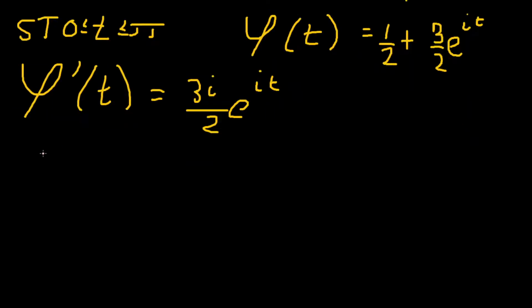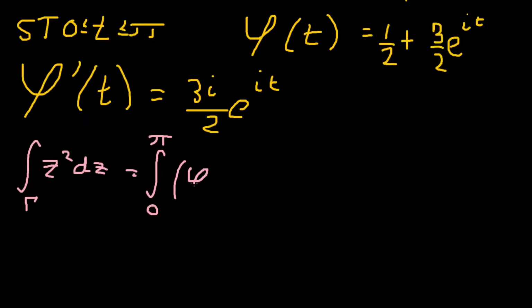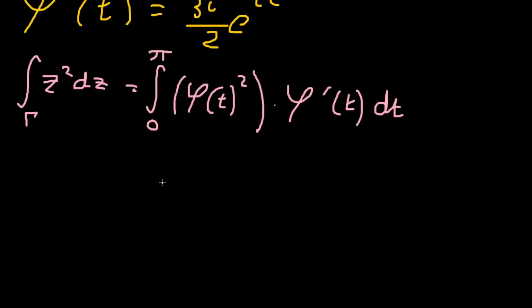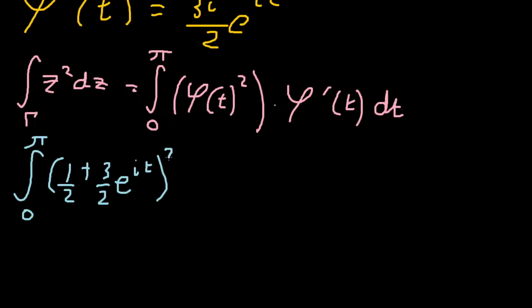And then we can plug this in, and let's write this fully first. The integral over gamma of z squared dz is equal to the integral from 0 to pi of gamma of t squared multiplied by gamma prime of t dt, which is nothing other than the integral from 0 to pi of (1/2 plus 3/2 e to the it) squared times 3/2 i e to the it dt.